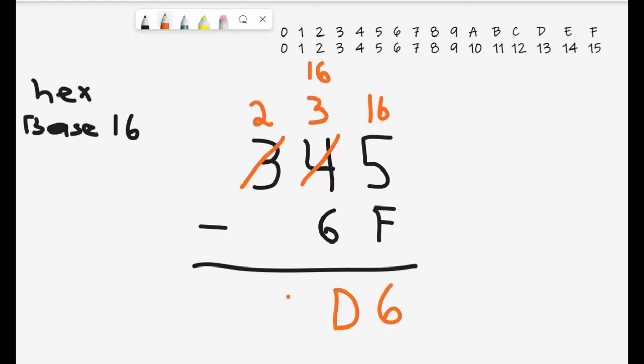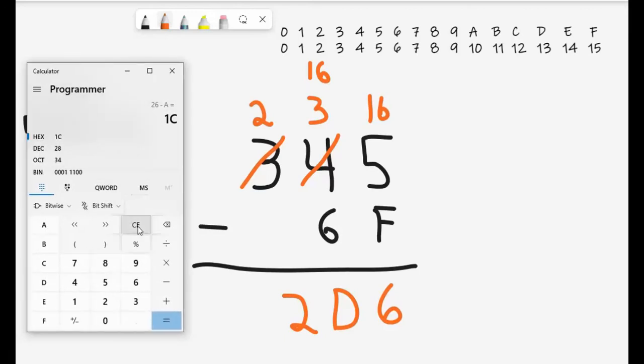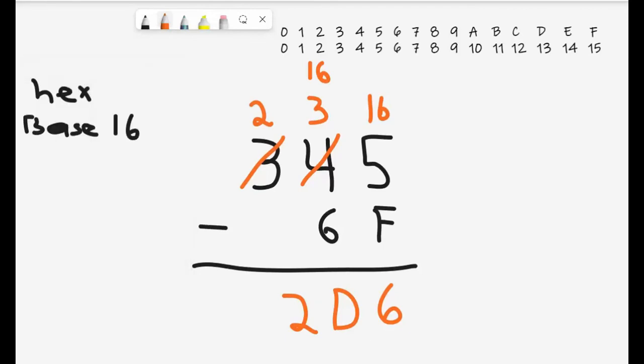And then we just bring down the 2. Let's bring over the calculator and let's see if this is right. Let's clear. So we say 345, I'm in hex mode, minus 6F equals 2D6. There you have it.